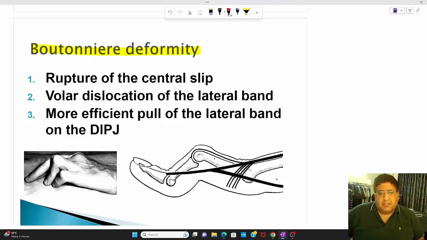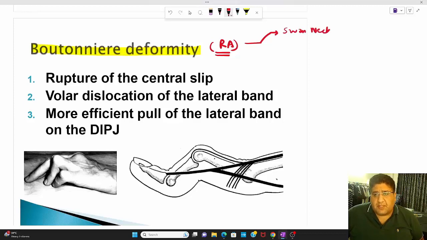Please try to understand, Boutonniere deformity is a deformity that is very commonly seen in rheumatoid arthritis. I'm sure you all know that in rheumatoid arthritis, you also see a deformity that is called swan neck deformity.